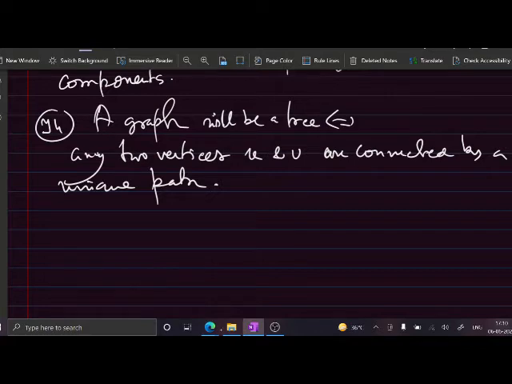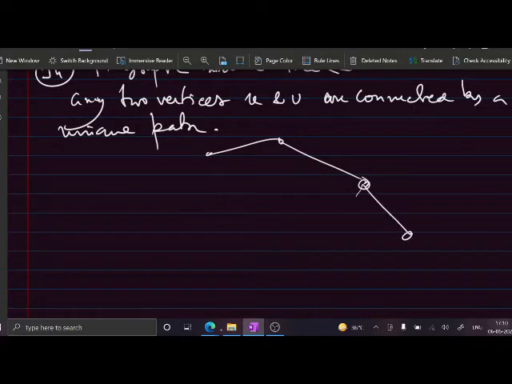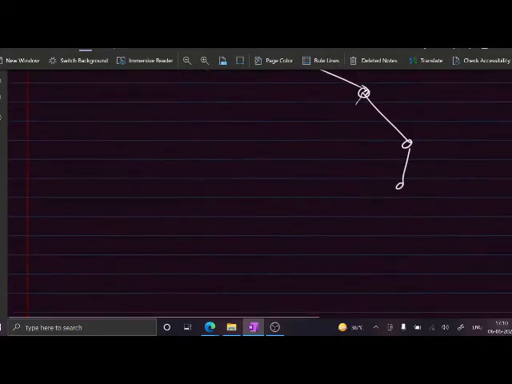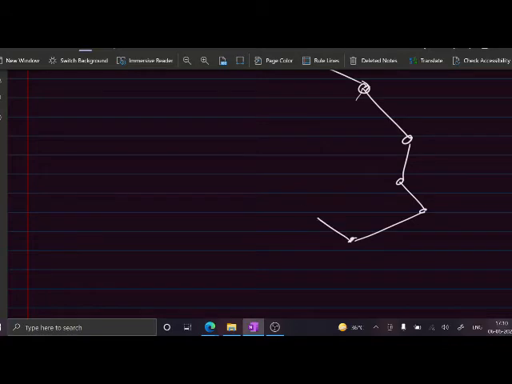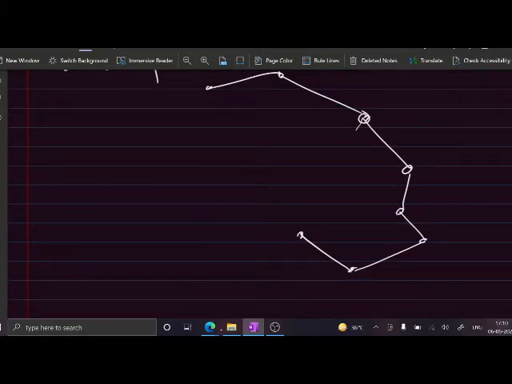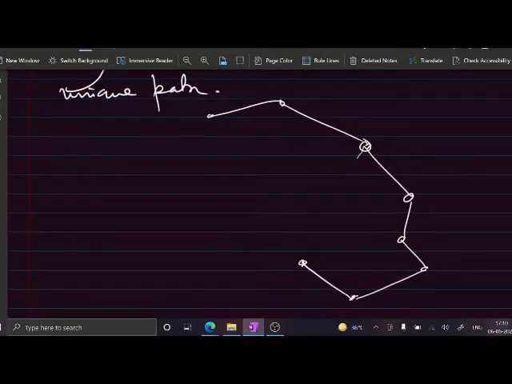Suppose you take this one. This is a connected graph which is acyclic, so therefore it is a tree. But if you take any two vertices, then there is only one path in between them. Okay, so what is the proof?